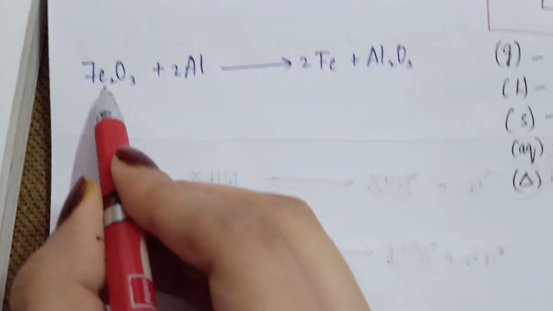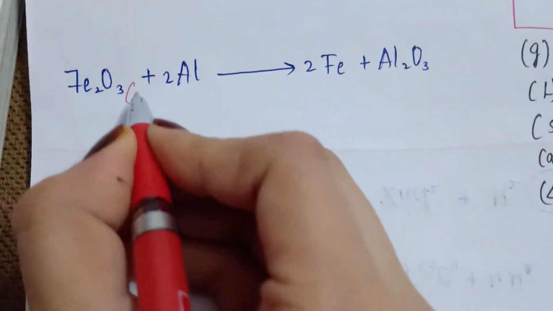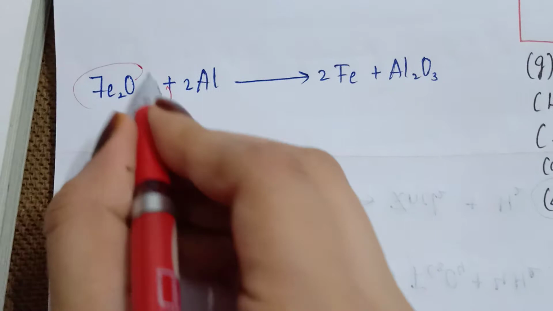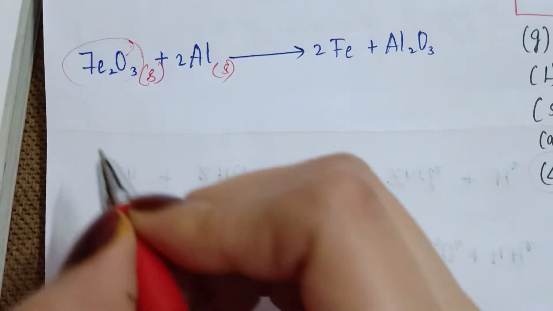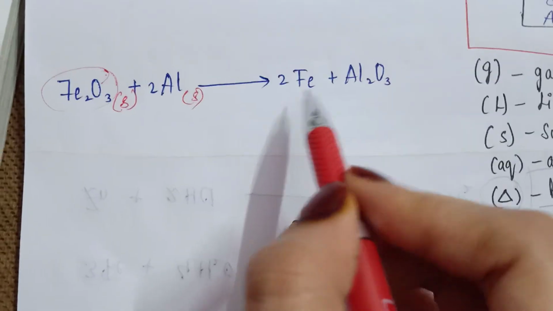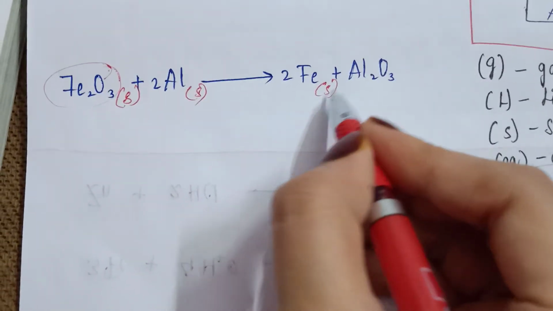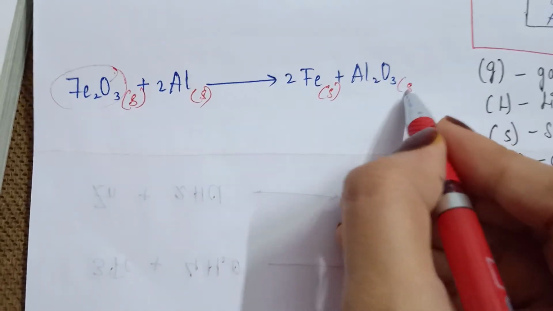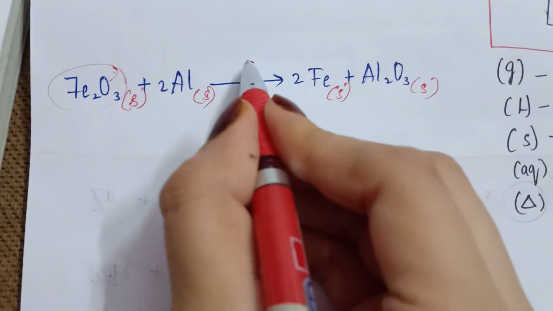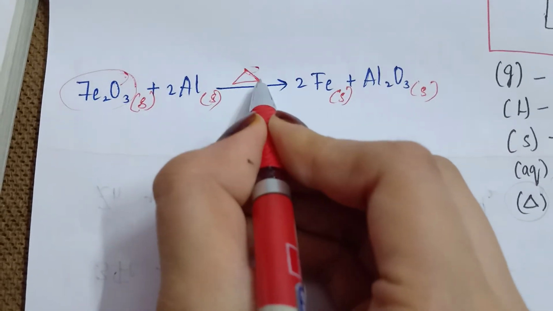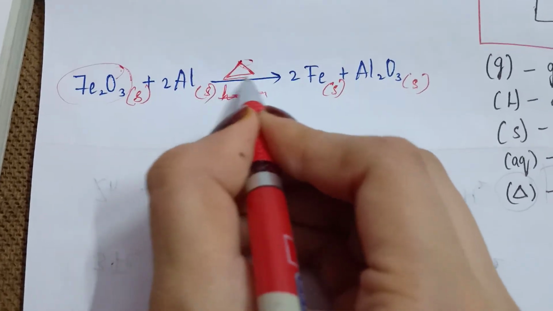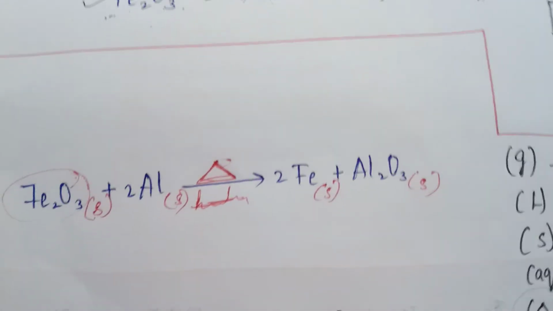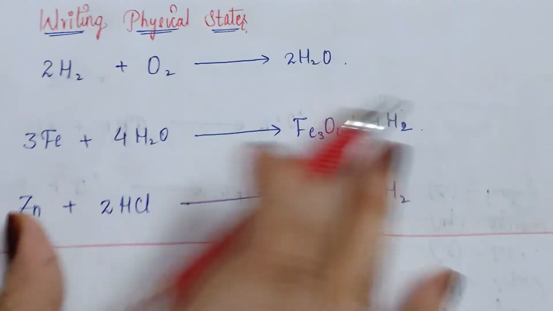See, for example, Fe2O3 here is a solid, okay, this is in solid state, and aluminium is also in solid state, and here Fe is also in solid state, and here it is also in solid state. But in this reaction heat is evolved, so we have to write it like this. We can't write that heating is evolved, we just indicate this symbol, which means heat is evolved. Similarly we have to give the physical state to these other equations also.